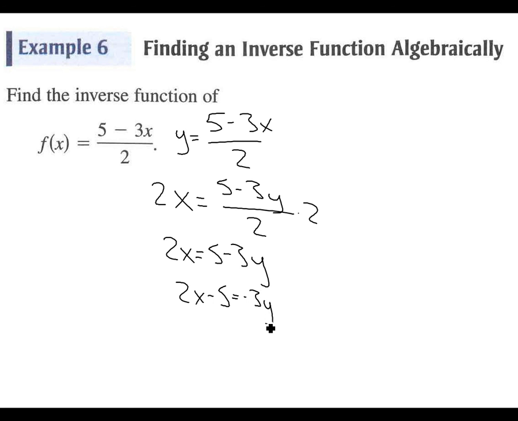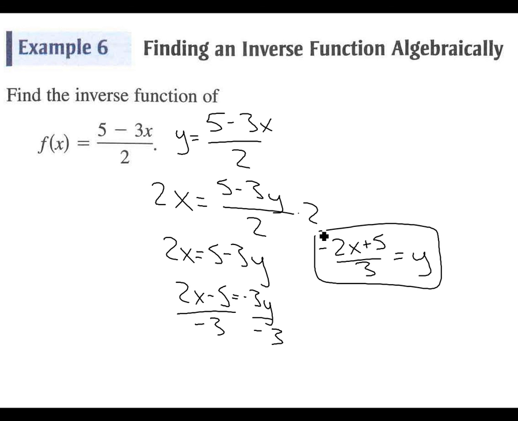And let's divide here. So we have negative 2x plus 5 over 3 equals y. And that is going to be our inverse function. Okay, so switch the x's and the y's and then solve for y. Give it a shot on your own. Problem 63. Again, remember, be checking the answers in the back of the book to make sure you're getting these right.